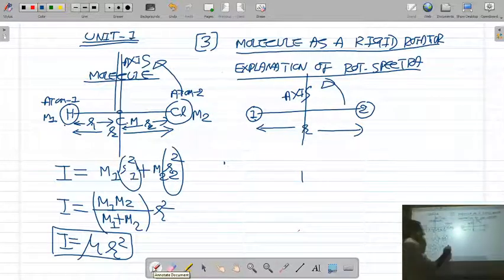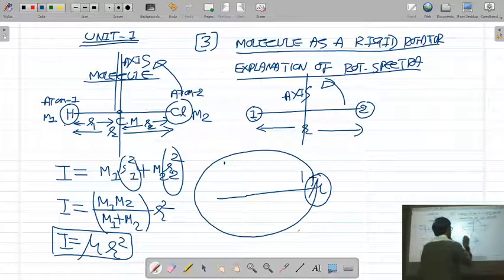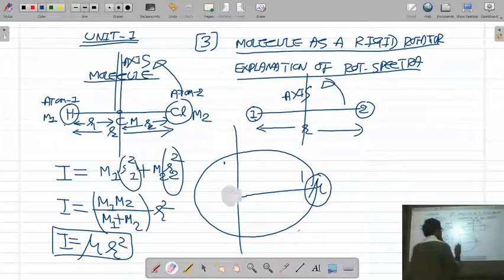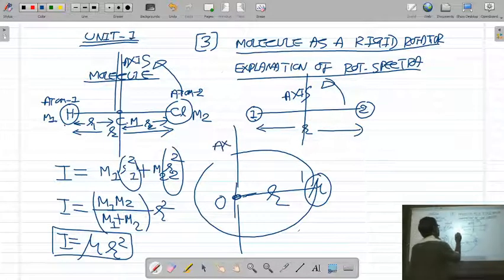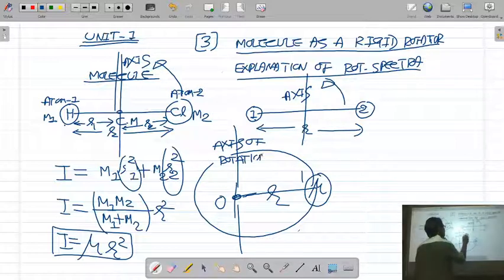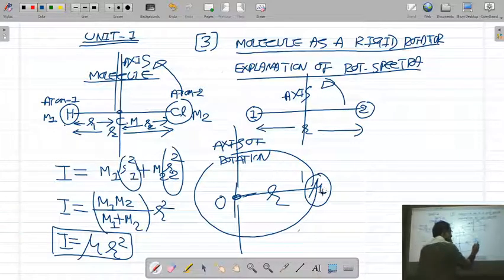Therefore, we can consider the diatomic molecule as a single point mass at a fixed distance r from the axis of rotation. This is the axis of rotation. So a diatomic molecule, which is made of two atoms, is equivalent to a single point mass mu at a fixed distance r from the axis of rotation.